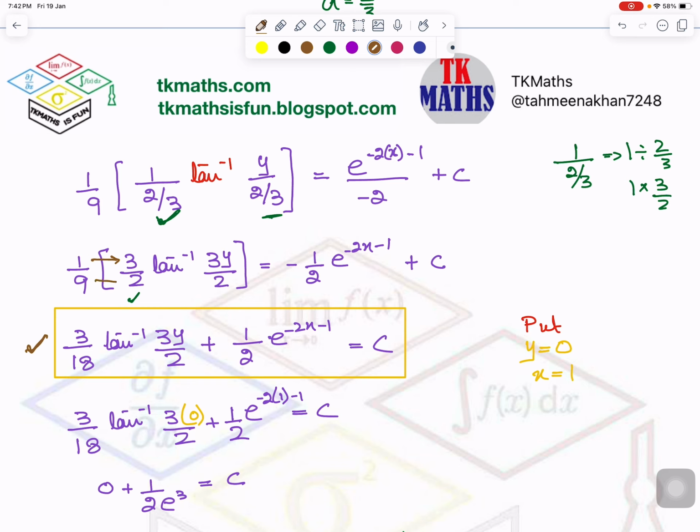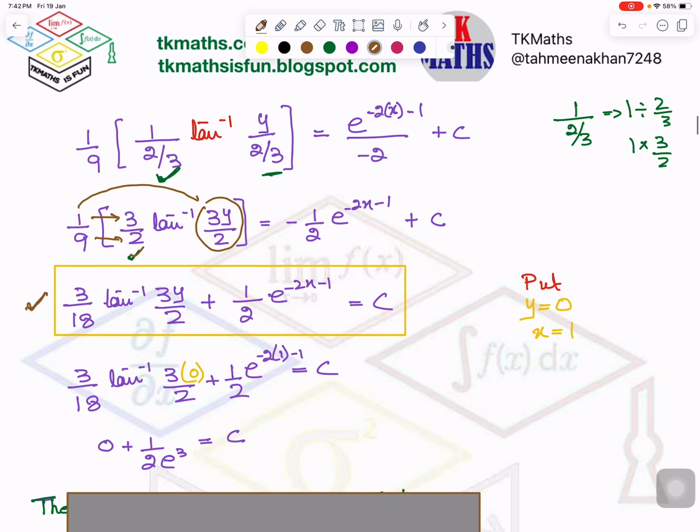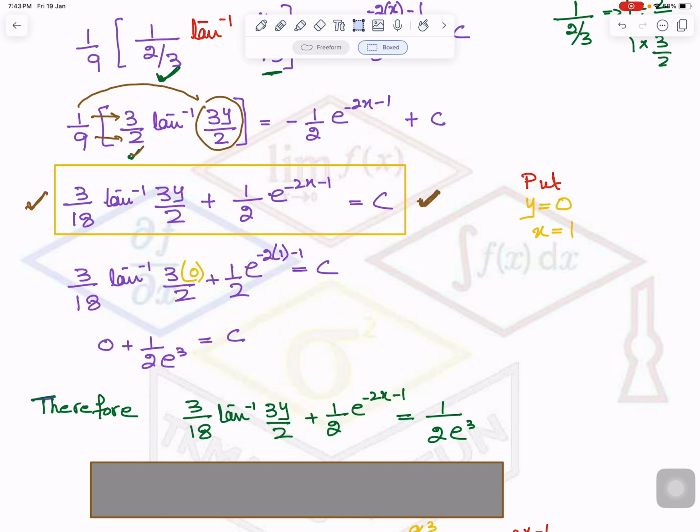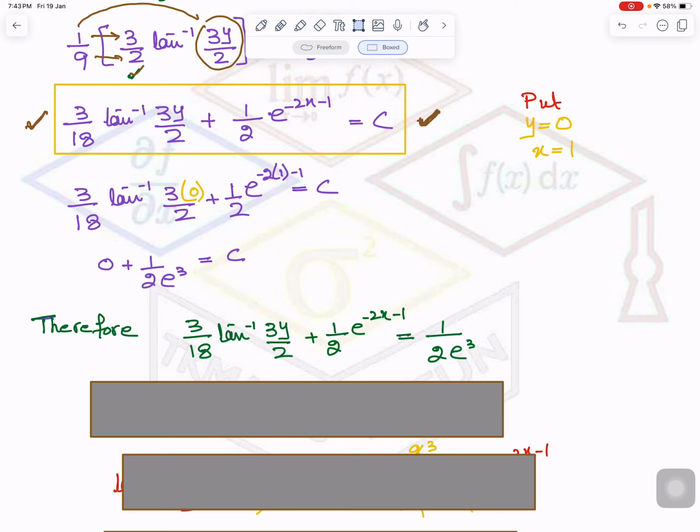1 multiplied by 3, 9 multiplied by 2. And don't make the mistake of multiplying 1 upon 9 by this. Okay, this is your angle. Remember, don't do that. Only 1 upon 9 will multiply by 3 upon 2. So I got the value of c: 1 divided by 2 e to the power 3. So in this equation which I have put into the box, I will replace the value of c by 1 over 2 e power 3. So you can see here I have substituted here.